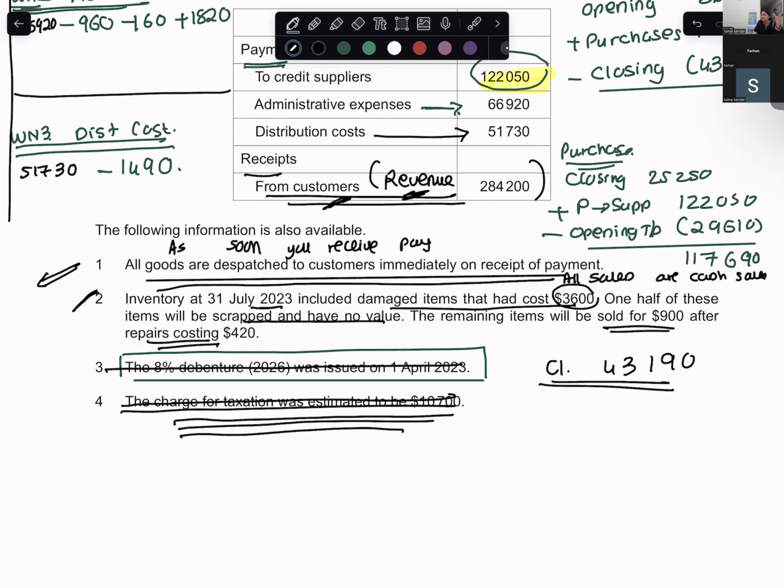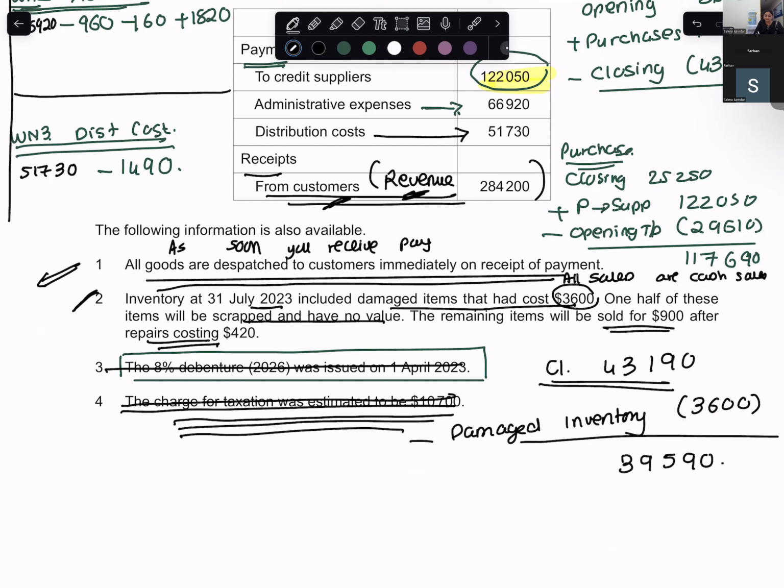That means minus. The damaged inventory is to be adjusted and a new value has to be given. So I will minus the damaged inventory. How much? 3,600. So 43,190 minus 3,600 is the damaged inventory. We'll get 39,590. This is normal inventory. Now come on, value the damaged inventory.